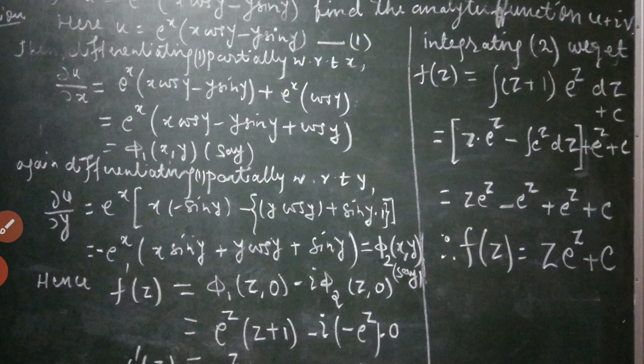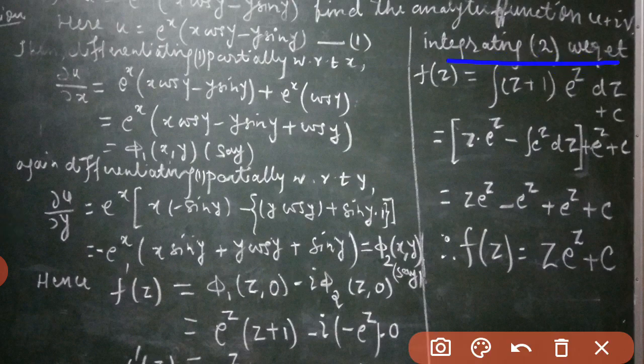Now we integrate equation number 2. We get f of z equal to the integral of e to the power z times z plus 1 dz, plus an integration constant c. Now this is equal to, using integration by parts, z into e to the power z minus the integral of e to the power z dz, bracket, plus e to the power z plus c. On simplifying, we have z e to the power z minus e to the power z plus e to the power z plus c. Now e to the power z and e to the power z cancel, so we are left with the function z e to the power z plus c.